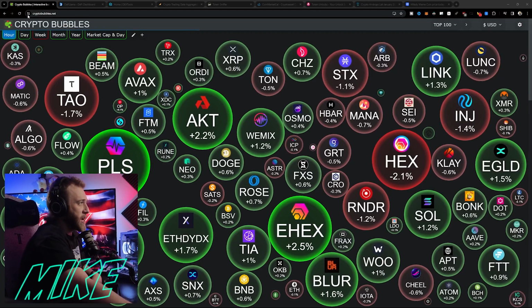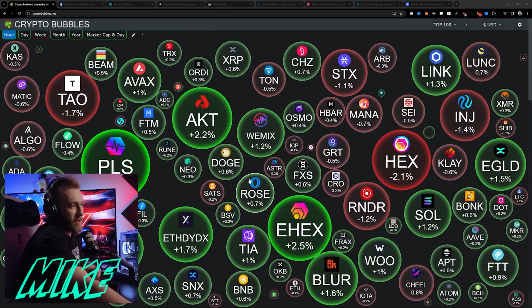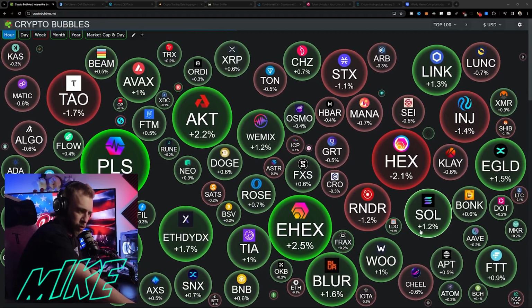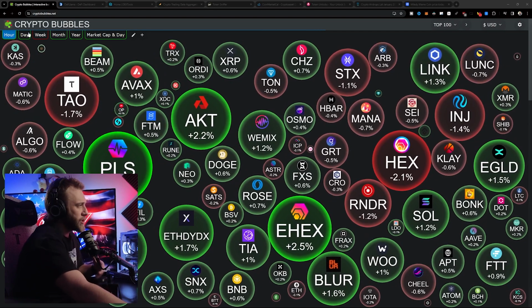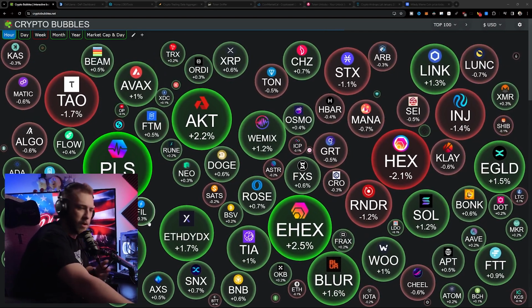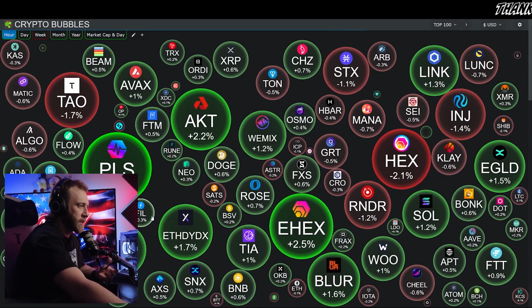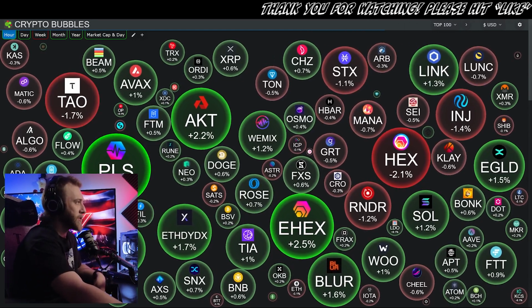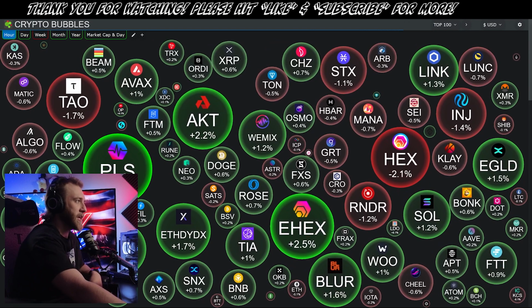First off, here we have cryptobubbles.net. A lot of people want to charge you to get these crypto bubbles, but I'm pretty sure they use the same script or the same code just to get it on their website, and it pretty much looks the same anyway. So go over to cryptobubbles.net and it's free.